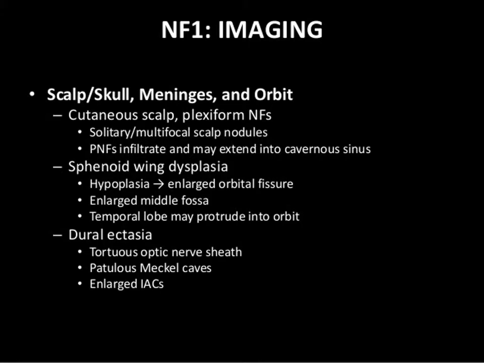Regarding the imaging of neurofibromatosis type 1, we have the scalp, skull, meninges, and orbit. We have cutaneous scalp plexiform neurofibromas, which are solitary or multifocal scalp nodules. They may infiltrate and extend into the cavernous sinus. Also, we have sphenoid wing dysplasia, hypoplasia, and an enlarged orbital fissure. The middle fossa is enlarged and the temporal lobe may protrude into the orbit. Dural ectasia shows tortuous optic nerve sheaths, patulous Meckel cave, and an enlarged internal auditory canal.